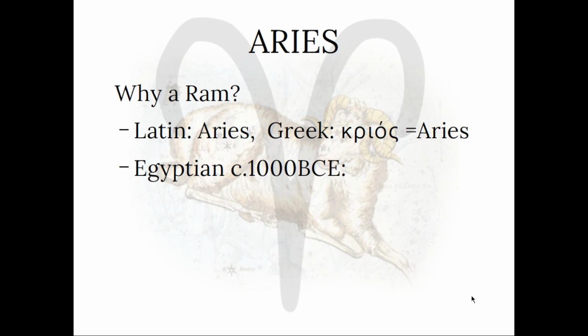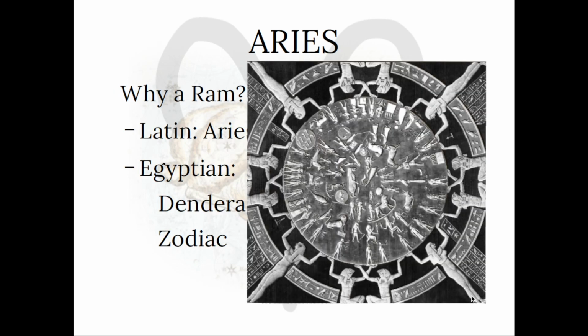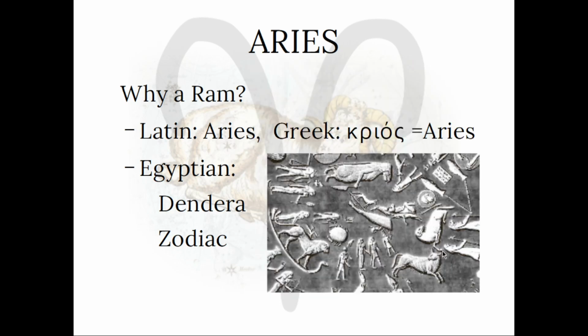BCE, before current era. And we do have an image on the ceiling of the Temple of Hathor at Dendera that's called the Dendera Zodiac. And it represents all the constellations of the Northern Hemisphere down to the ecliptic. We're going to zoom in and we can see Aries the ram looking backwards, Taurus, Cancer, Leo. So there's the first or an earlier depiction of Aries.